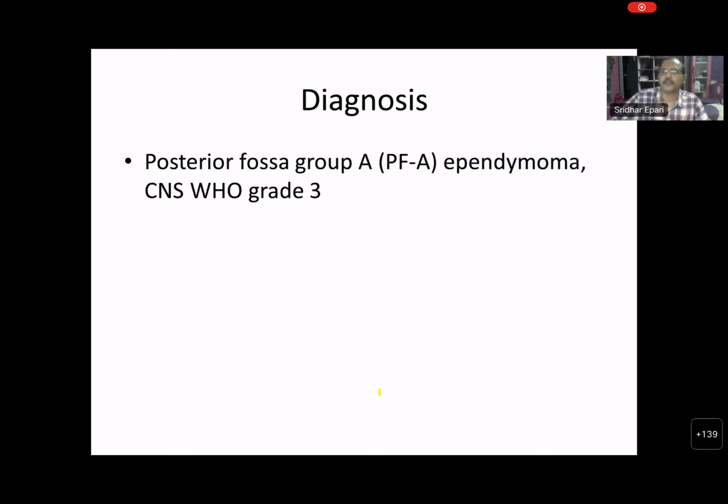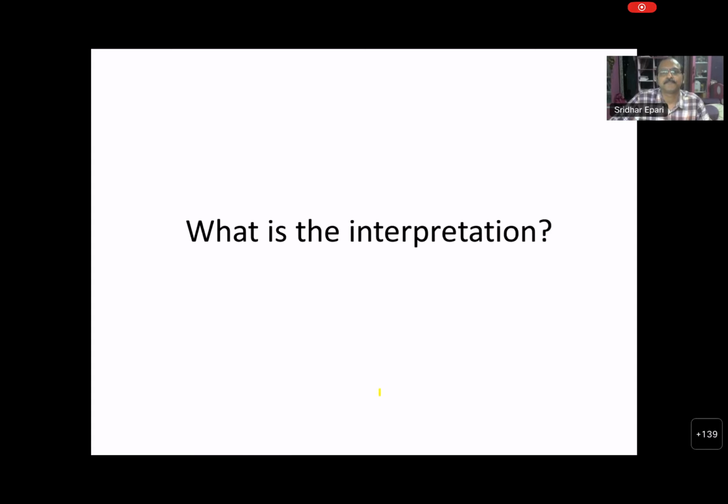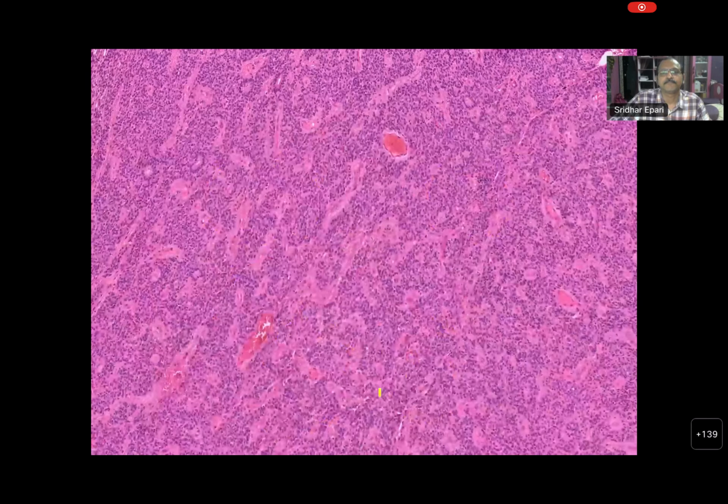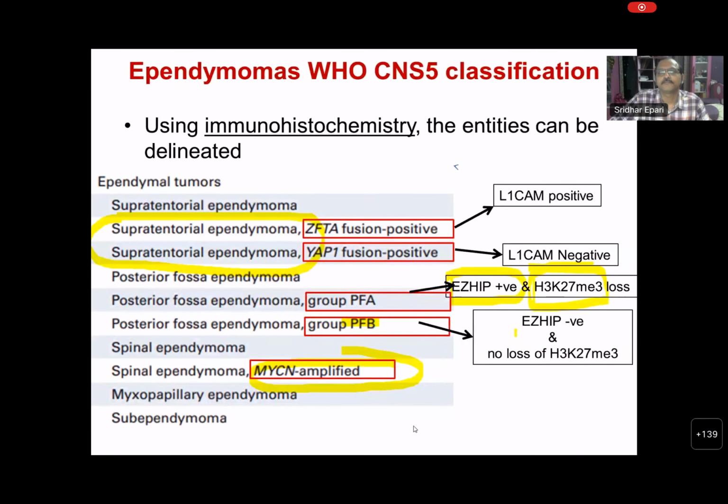So what are the immunohistochemical markers for molecular grouping of ependymoma? Nakib, you tell. Sir, first Olig2 we can do. So Olig2 negativity is a marker for the diagnosis of ependymoma. I'm asking the immunohistochemistry markers for molecular grouping of ependymoma. Once you came to the diagnosis of ependymoma, you required only 3 markers. L1CAM. Yes, L1CAM. P65. We have not said P65. EZHIP.